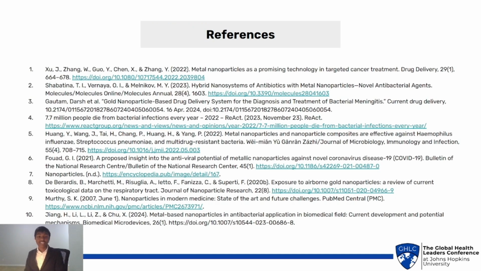These are my 10 references. As you can see, most of them were from PubMed and real journals.